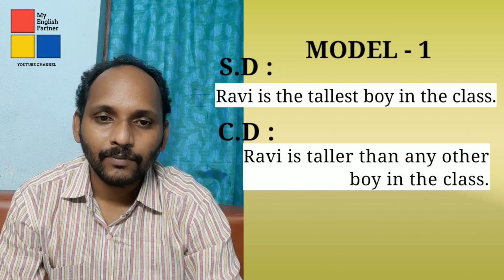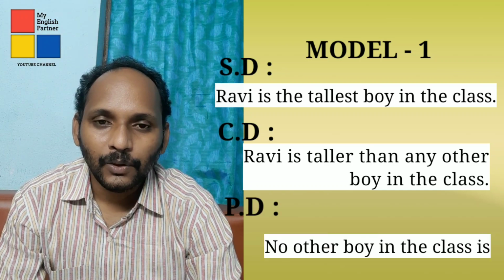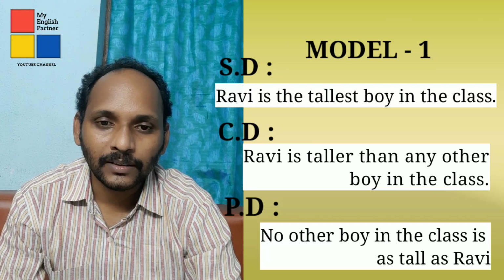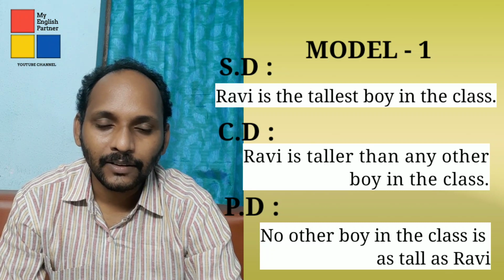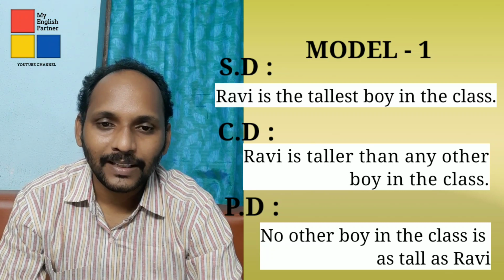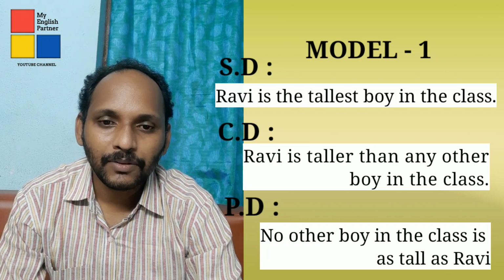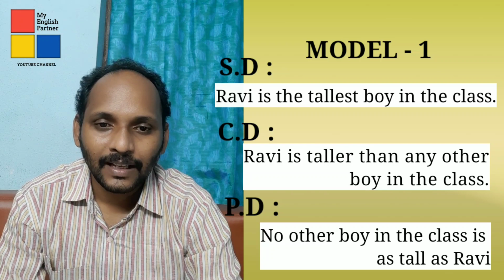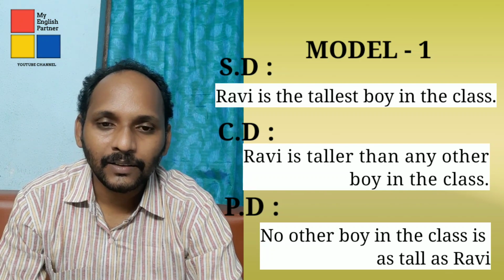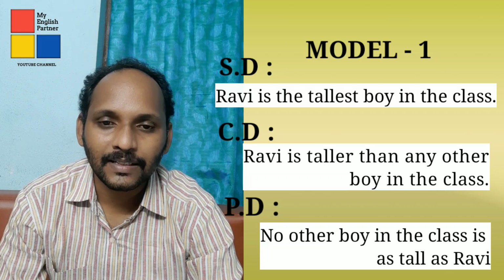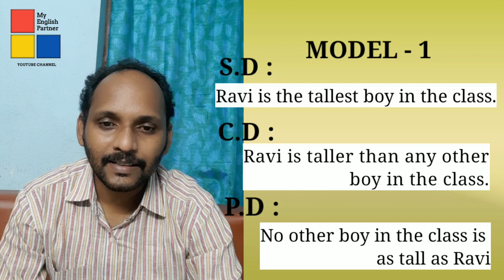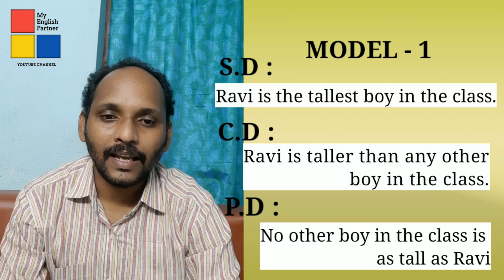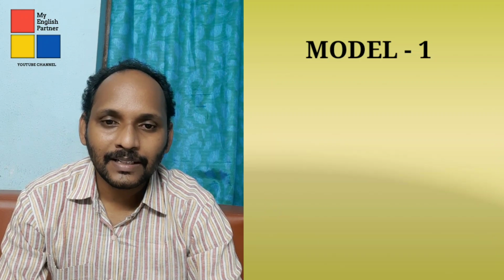In positive degree, the sentence begins with no other, then follows the last part of the sentence. No other boy in the class, then we have to use the verb is. So we have to use the positive degree of the adjective between as and as: as tall as. At the end, we have to use the subject of the sentence, Ravi. The sentence is, no other boy in the class is as tall as Ravi. The structure is as follows.